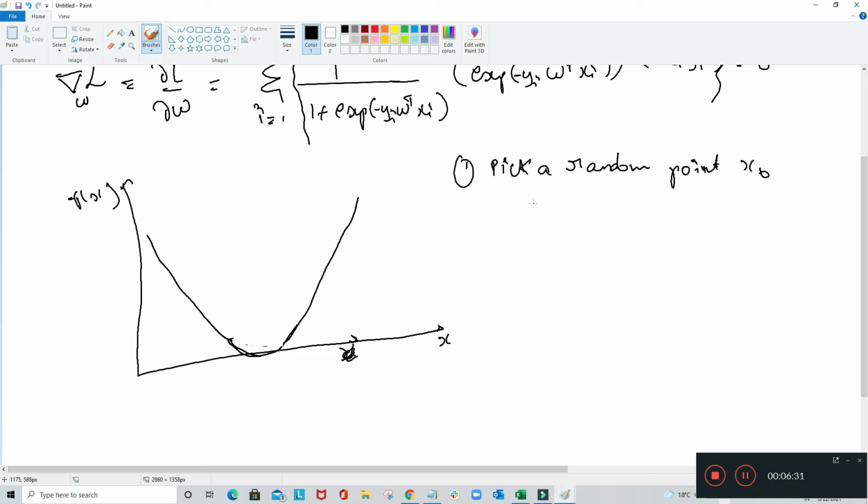At this point, we take the slope at point x0. If this is the point, and this corresponds to x0, at this point we take the slope, and this slope at this point is positive.